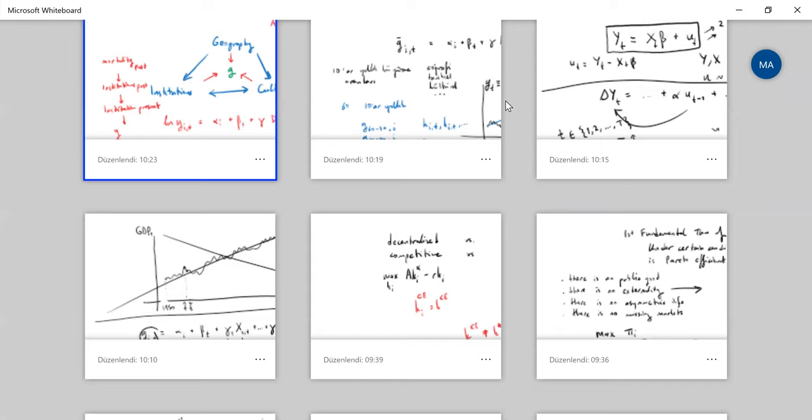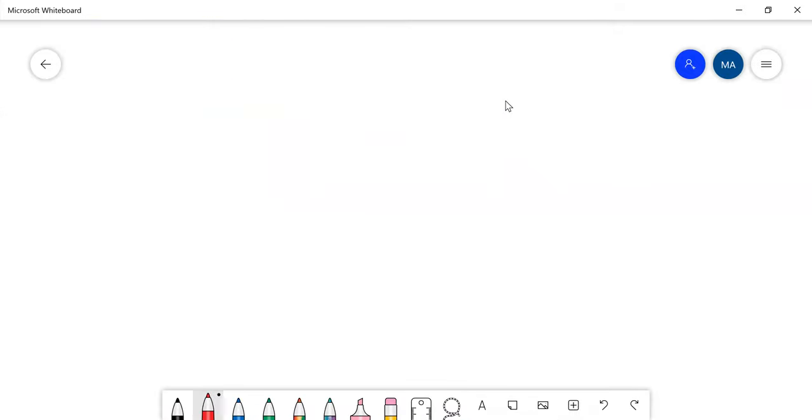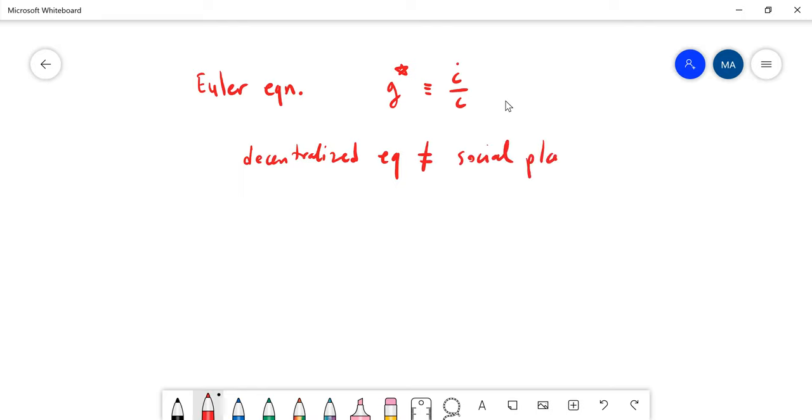Okay, so remember, in the long run growth, we will have a particular Euler equation. You know how to solve such stuff, so I'm not going to solve all these problems, but you realize that the long run growth rate in this economy, c dot over c, will be different, right? So the decentralized equilibrium is different than the social planner equilibrium, okay?